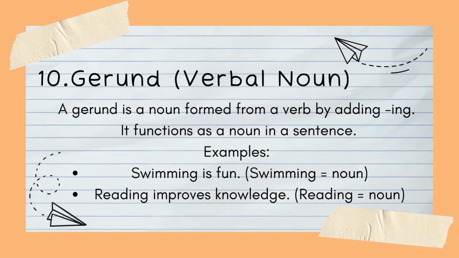10. Gerund, verbal noun. A gerund is a noun formed from a verb by adding ing. It functions as a noun in a sentence. Examples: Swimming is fun. Swimming equals noun. Reading improves knowledge. Reading equals noun.